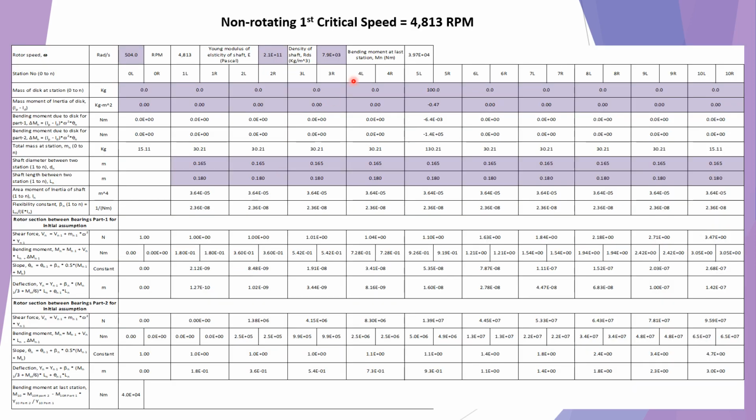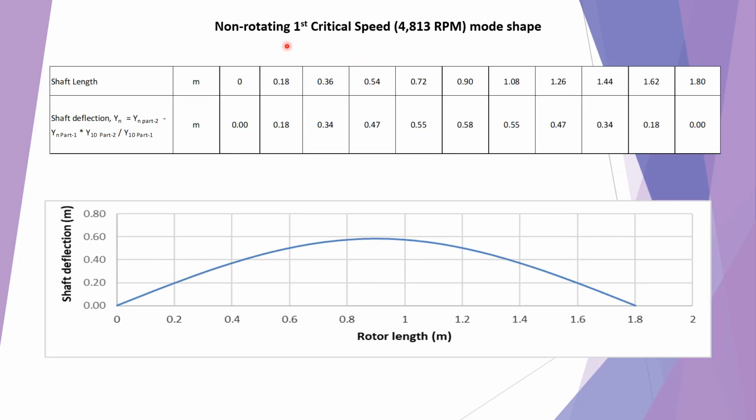Now for the non-rotating case, the first critical speed is 4813 rpm, where the bending moment at the last station on the right hand side becomes 0. So this is the non-rotating case. Now this is the mode shape of the first critical speed, non-rotating case. It looks like this, where the x-axis is shaft length and the y-axis is the deflection of the shaft at various stations.